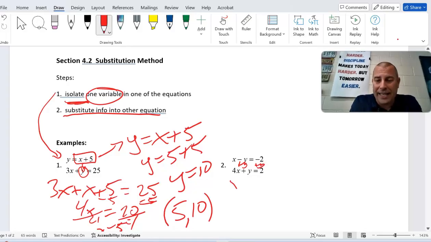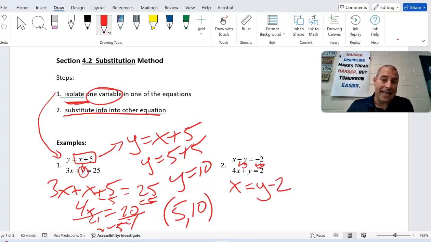So yeah, it's x equals y minus 2. I could say negative 2 plus y. They're all equivalent expressions. So we're just going to plug it in. All right, there's the x.